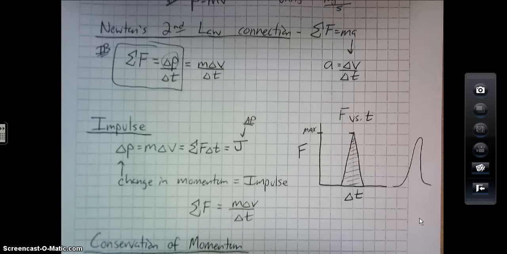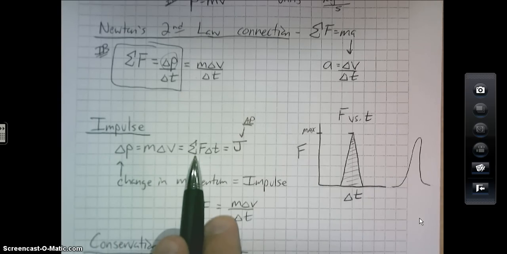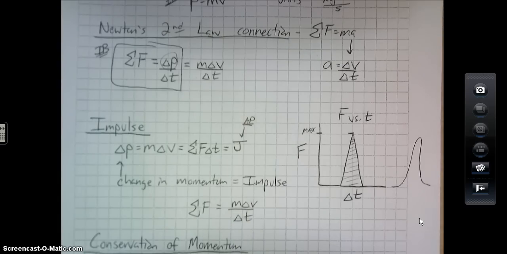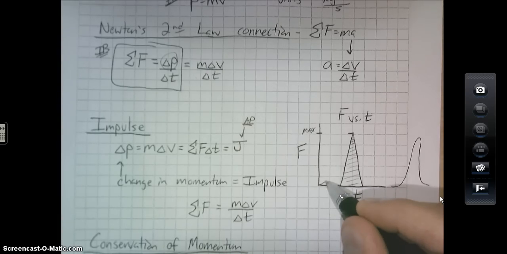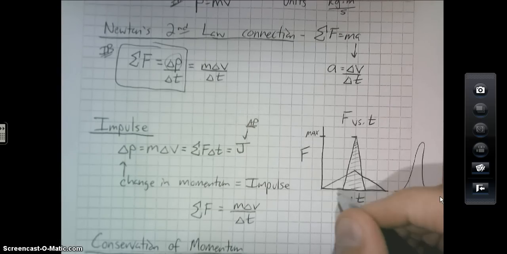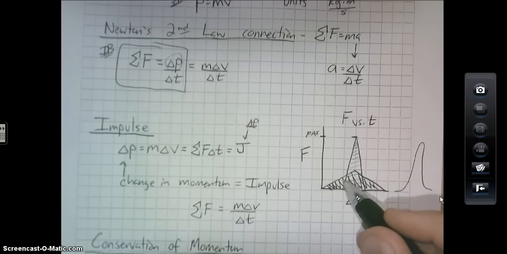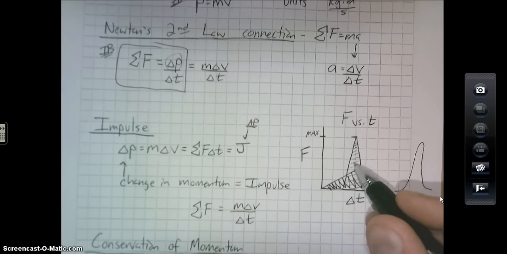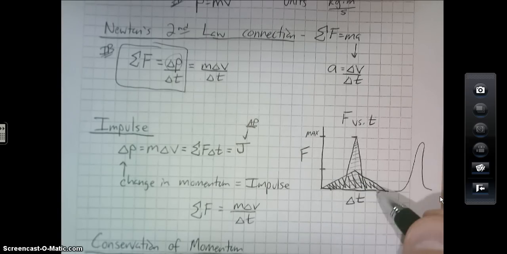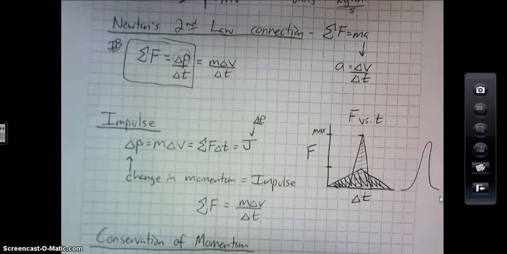Because this impulse is technically a constant value, m delta V is a constant value, in order for me to decrease the maximum force, I have to increase the time. So provided I had the same exact area, in order to reduce that maximum force, I increase the amount of time. You notice that the area, and I'm saying these two areas are the same, would provide a smaller maximum force, which is good for you in a car crash.